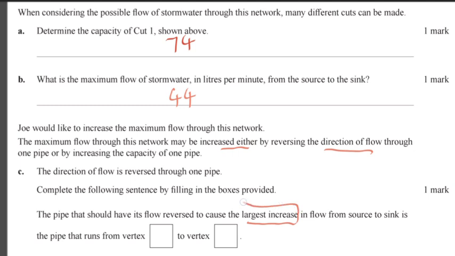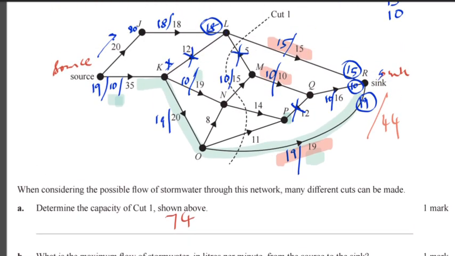That's extremely important, because I'm sure if you reverse the direction of some of these edges which have a backward flow, you can actually pass some more stormwater through it. But which one of these edges, if reversed, would have the largest increase?